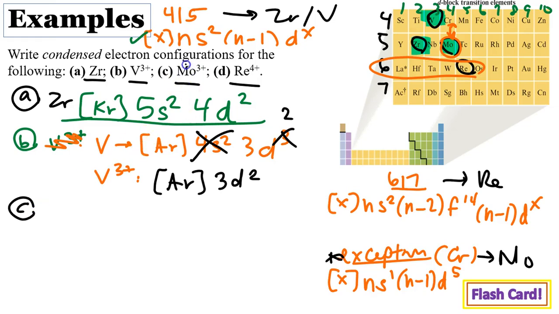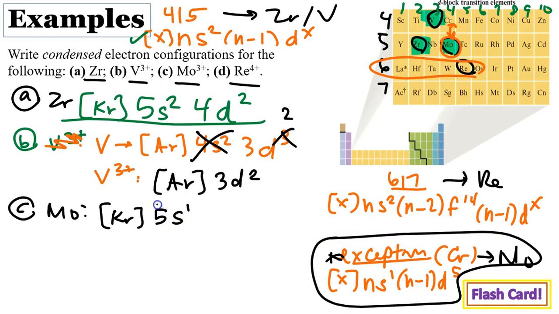Next, let's do number C, which is molybdenum. So first we're going to get Mo by itself. Again, we are in period 5, so that's going to be our krypton 5s1. So again, we're using the exception here. Remember, folks? 5s1. Now 5 minus 1 is going to be 4. So we're going to have our 4d, and then we have to count what molybdenum is. 1, 2, 3, 4 here. And instead of counting up here in the d block, we're going to use our exception, which means that we're going to have 4d5. So this would be for our Mo.